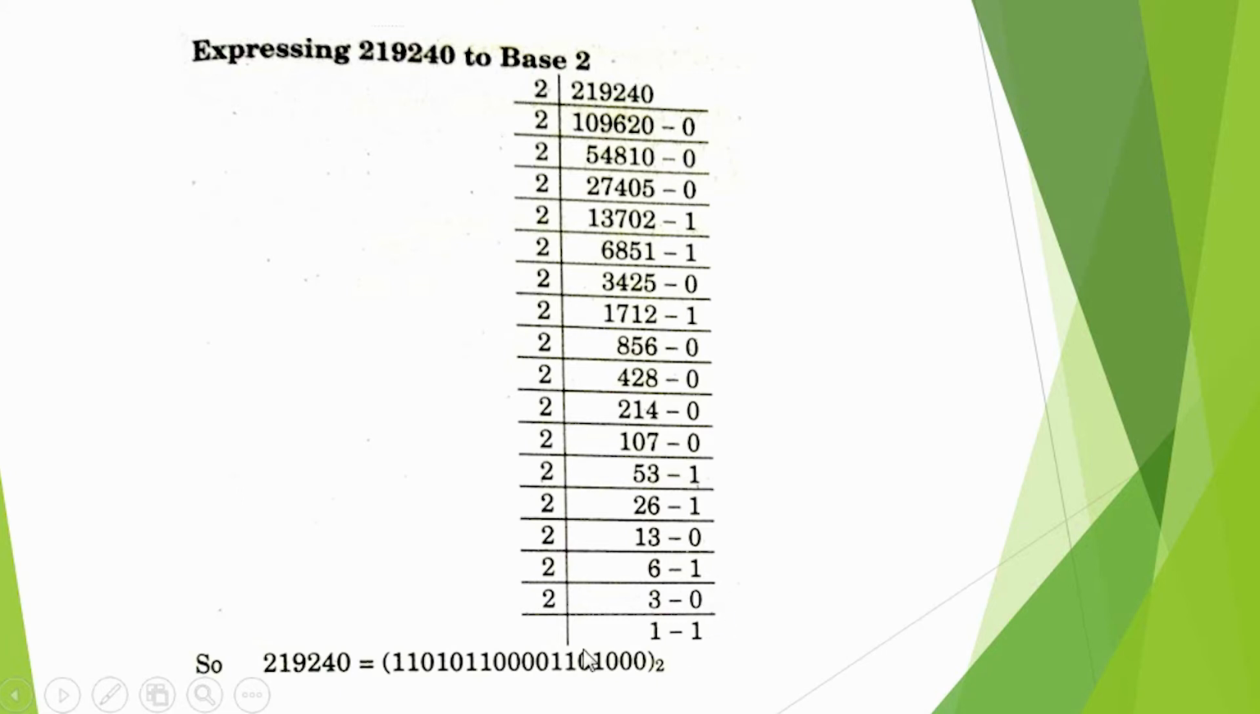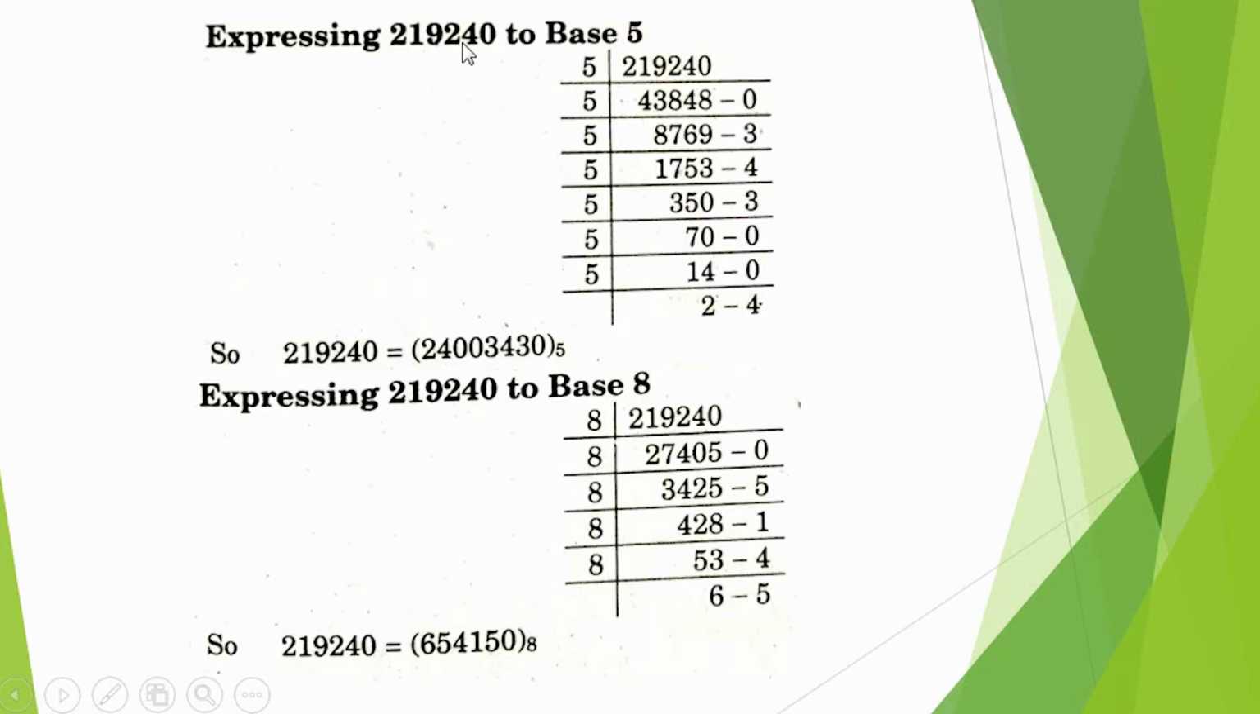2 5s are 10, 2 3s are 6, 1 becomes carry. 2 2s are 4, 2 6s are 12, 1 becomes carry. 2 1s are 2, 2 3s are 6, 0 carry. 2 6s are 12, 1 carry. 2 3s are 6, 0 carry. 2 1s are 2 and 1 carry. Now we write these numbers in binary number.